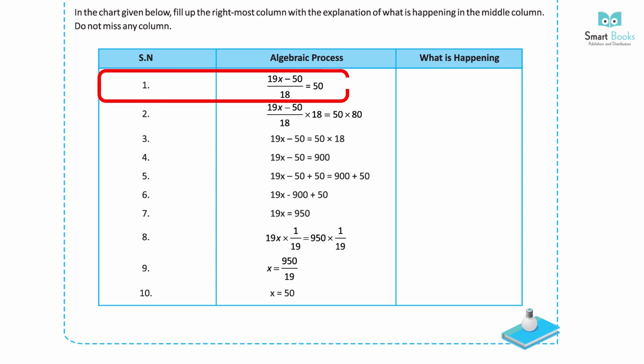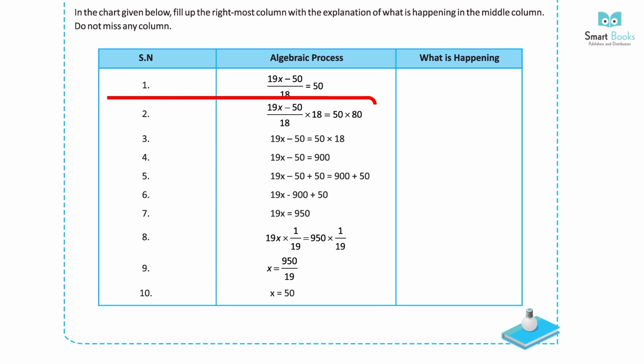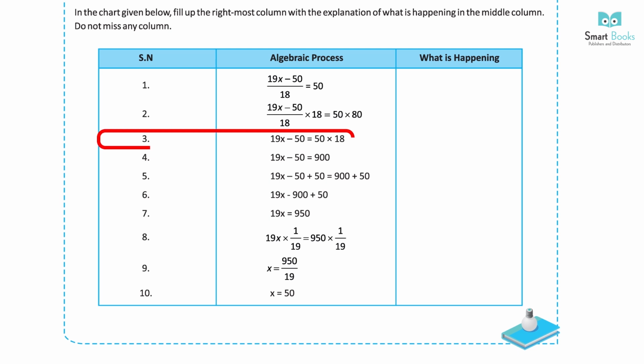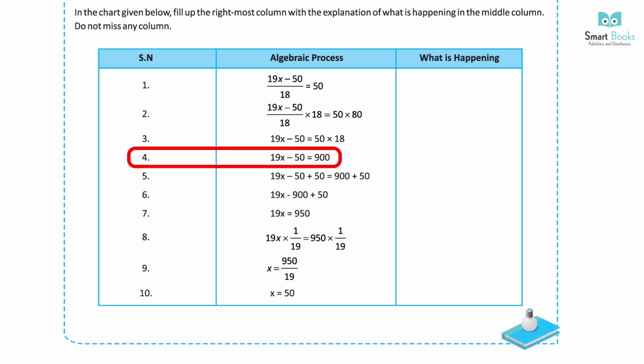First, 19x minus 50 upon 18 equals 50. Second, 19x minus 50 upon 18 into 18 equals 50 into 18. Third, 19x minus 50 equals 50 into 18. Fourth, 19x minus 50 equals 900. Fifth, 19x minus 50 plus 50 equals 900 plus 50.